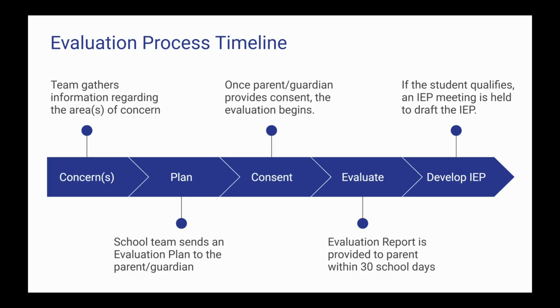We then send that to the parent, and the parent must provide their explicit consent for an initial evaluation. So they have to sign to say that they agree with that evaluation before we can start. Once we get that, we then have 30 school days. Minnesota says 30 school days, federal says 60 calendar days to complete that evaluation report. So within that 30-day window, we are doing all of the things we said that we would do on that evaluation plan, and then we provide an evaluation report to the parent no later than 30 school days. If the student qualifies, we then look to develop the IEP to see what that student will need for their individualized education program.